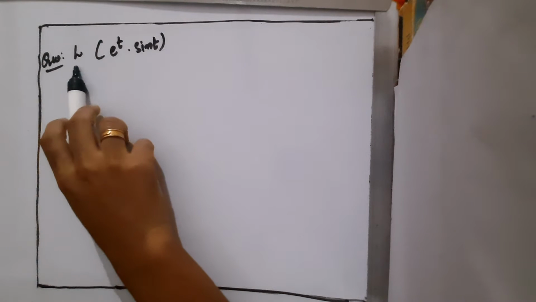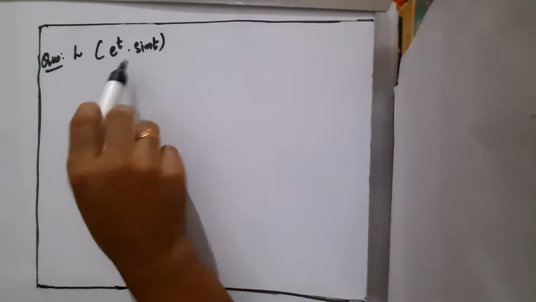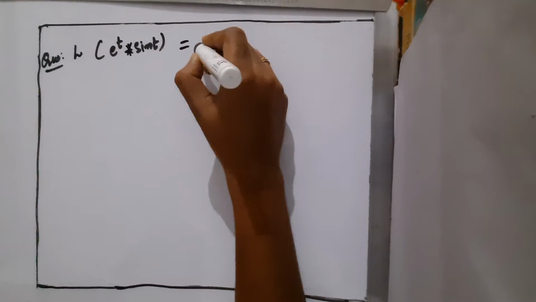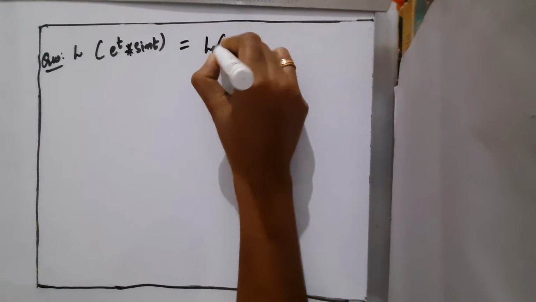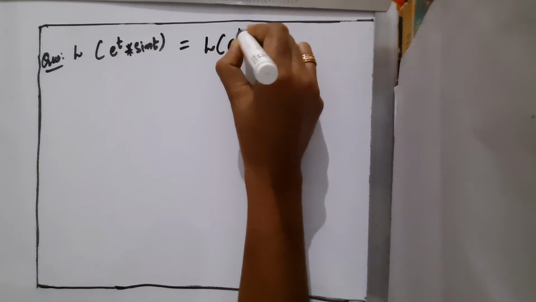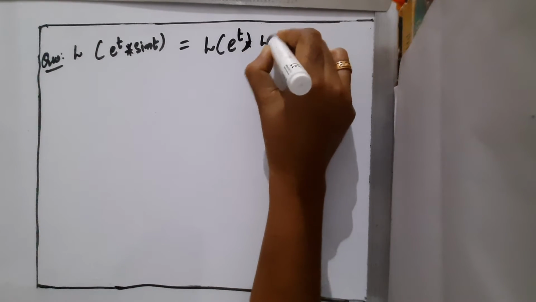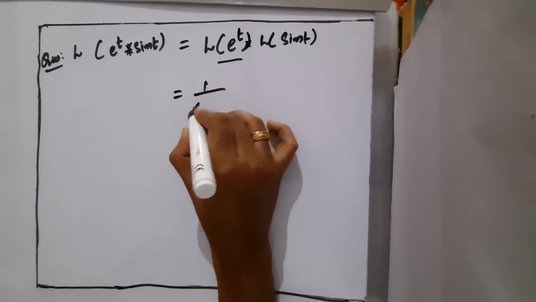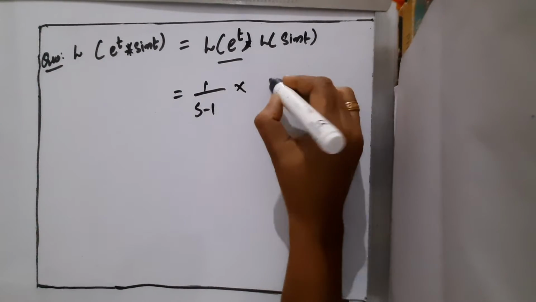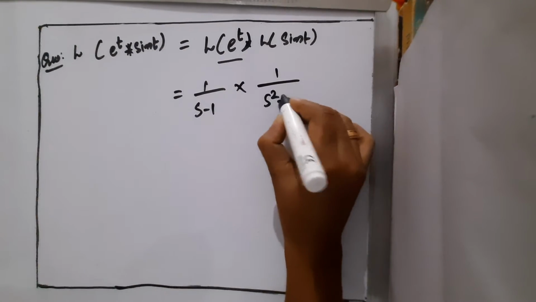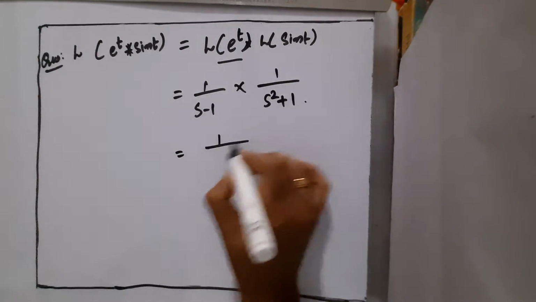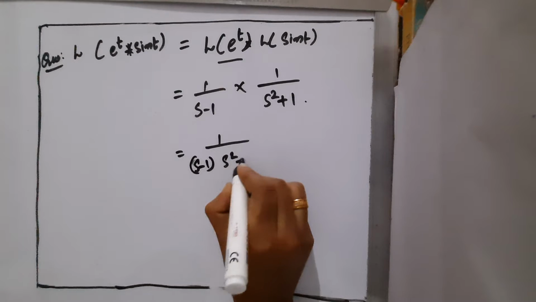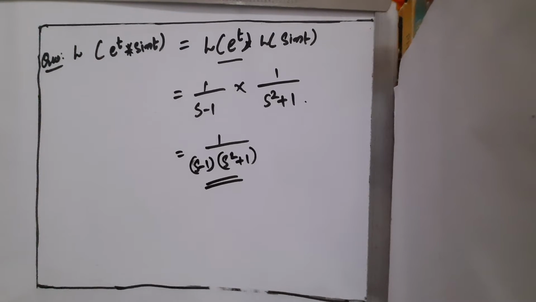Look at this problem. Laplace of e power t star sin t. By the convolution theorem, we know that this is equal to Laplace of e power t into Laplace of sin t. And we know that Laplace of e power t is 1 by s minus 1, into Laplace of sin t, which is 1 by s square plus 1. It's equal to 1 by (s minus 1) into (s square plus 1). Okay.